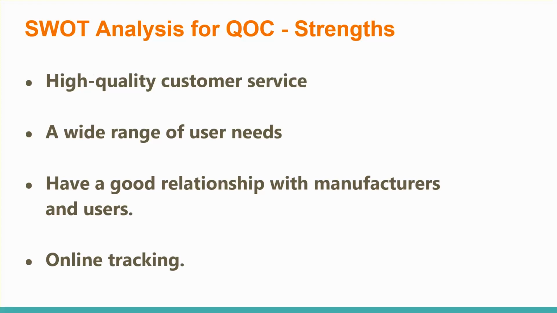The second one is the wide range of user needs. The third one is a good relationship with manufacturers and users. QOC is a bridge between the users and manufacturers. When the manufacturer's order is mailed out, we will take full responsibility for the manufacturer and the user during the transaction process, really helping users to solve problems. And also we have online tracking, the same as UPS and other logistics systems.